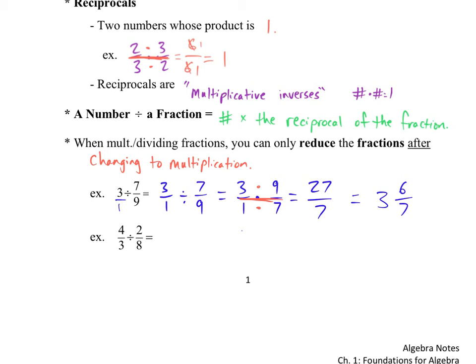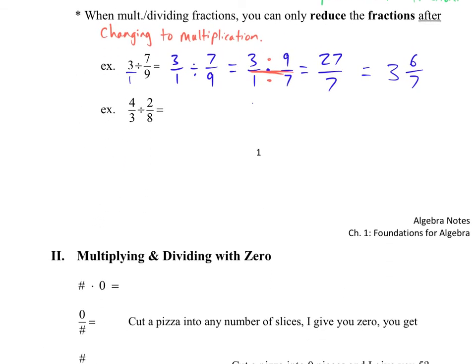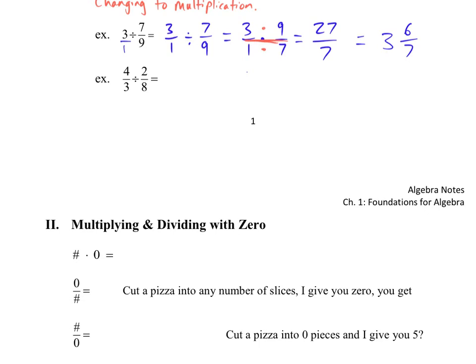Okay, this next one, I have 4/3 divided by 2/8. We can't reduce here when it's division, so I'm going to slide this up a little bit and say, all right, so I have 4/3 times 8/2. Now I can reduce. And this is a little bit hokey because you could have reduced this fraction right away, but I'm going to reduce this way.